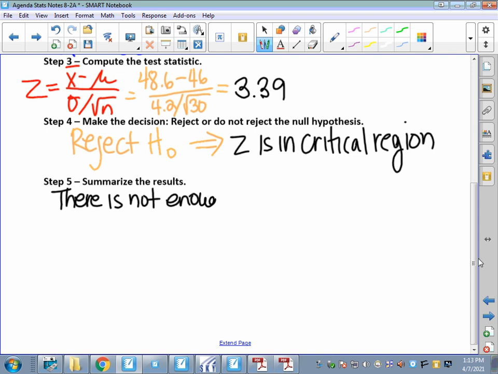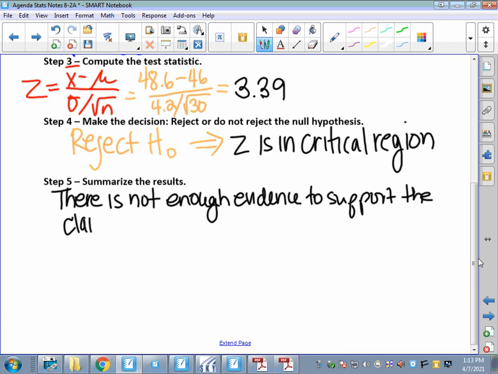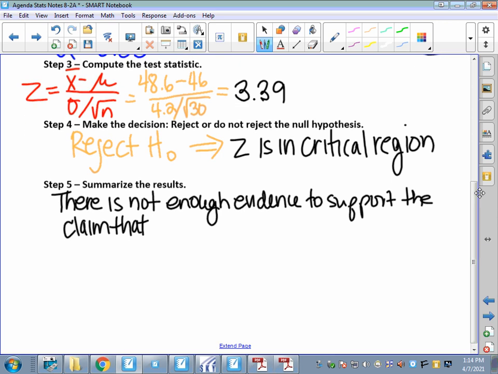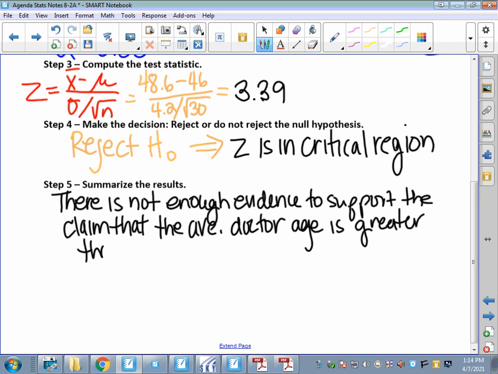This is the exhausting part. There's not enough evidence to support. It has to be legible, the claim. Some people don't do this, and what's the point of doing a hypothesis test if you're not summing it all up? What is the claim? The claim is that the average age is greater than 46. The average doctor age is greater than 46.